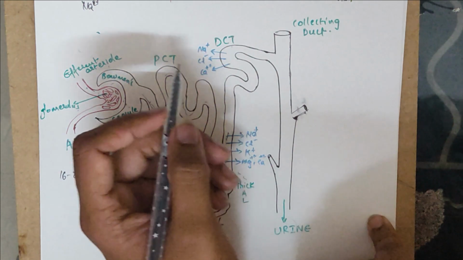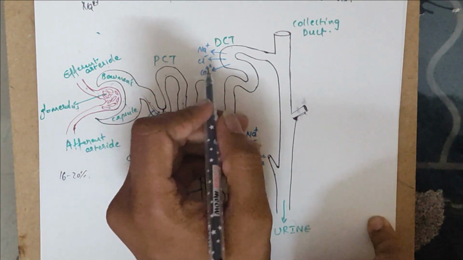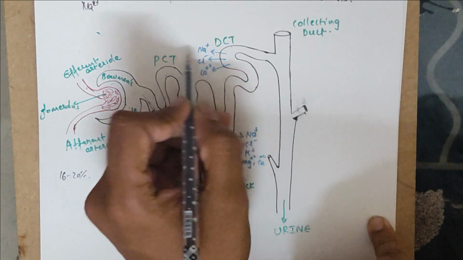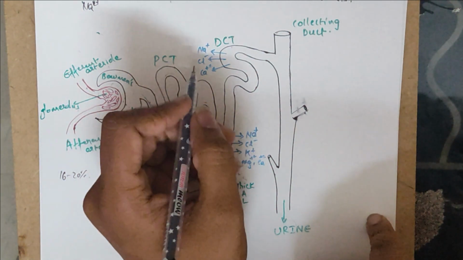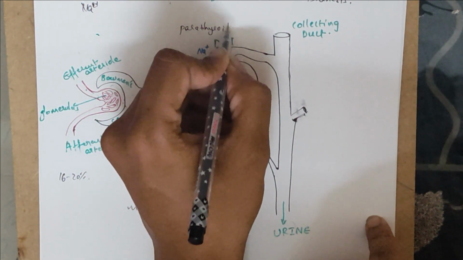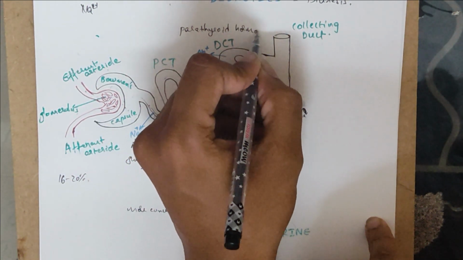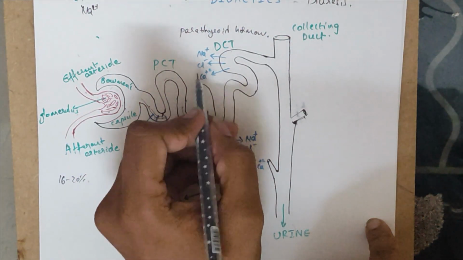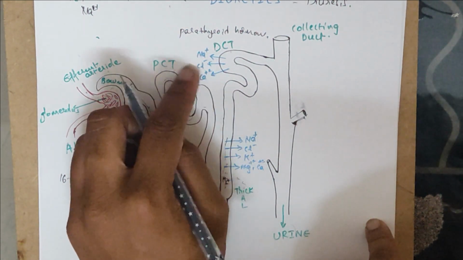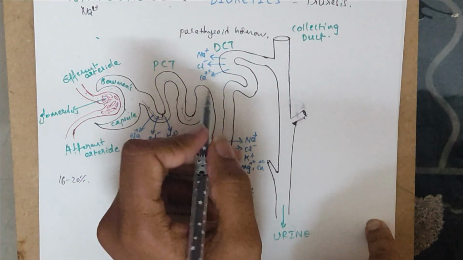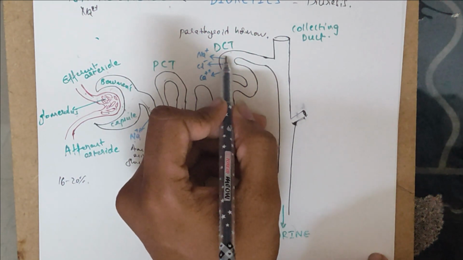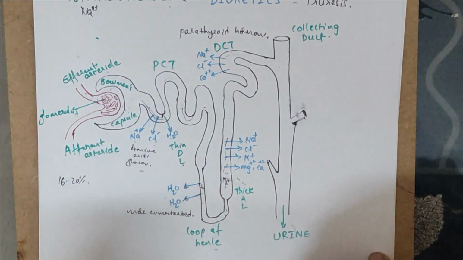Here in the DCT, sodium and chloride molecules will get reabsorbed into the bloodstream. Under the influence of parathyroid hormone, the calcium molecules are also reabsorbed into the bloodstream. So after this, the fluid will enter into the collecting duct.